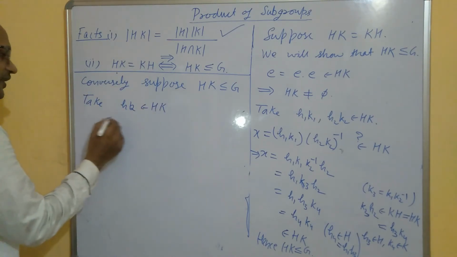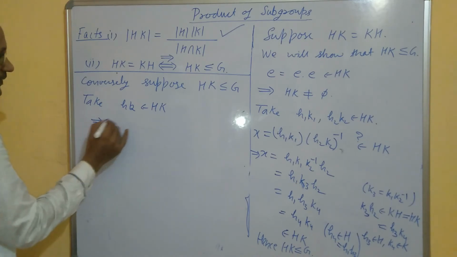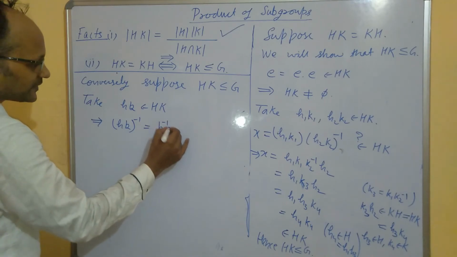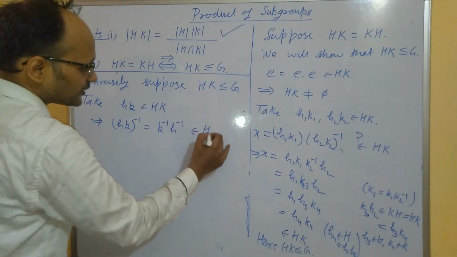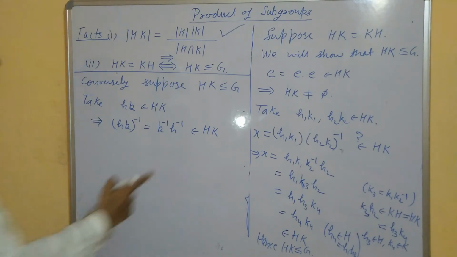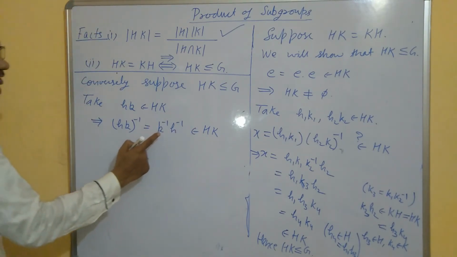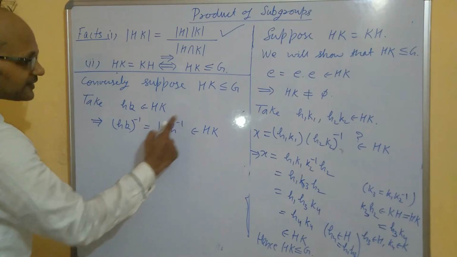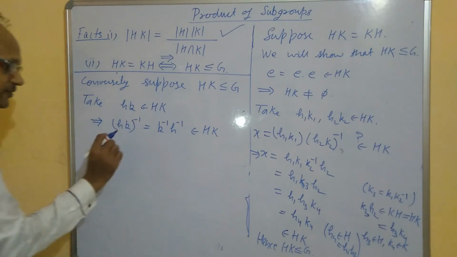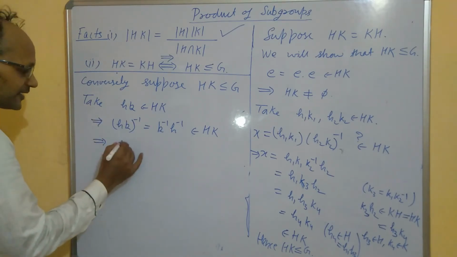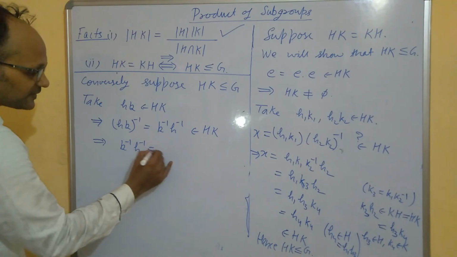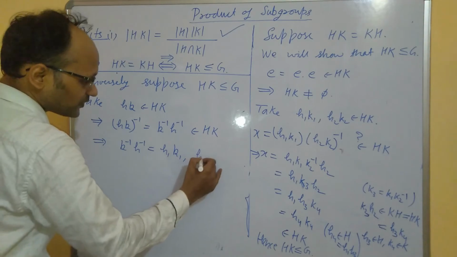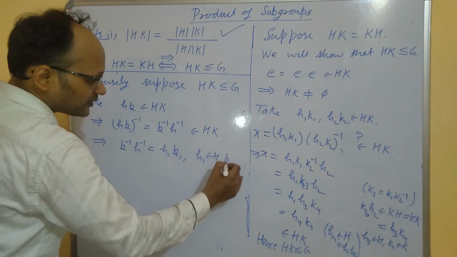Okay, so then this implies HK inverse is equal to K inverse H inverse belongs to HK. Why? Because HK is a subgroup. We have assumed that this HK is a subgroup. Now, this element belongs to HK, but here it is K inverse and H inverse, but each element of HK is of the form H into K. So this implies K inverse H inverse is equal to some element H1 K1, where H1 is in H and K1 is in K.